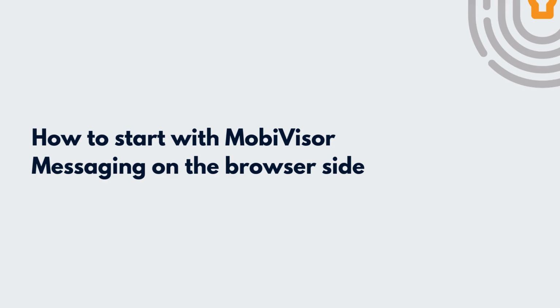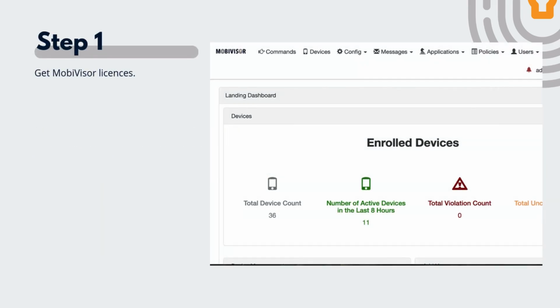How to start with MobiVisor Messaging on the browser side. In order to use MobiVisor Messaging, you need to buy additional licenses for it. You can either buy licenses for all employees or just as many as you need, in case not all employees should use messaging. If you let us enable Easy Licensing, licenses will be created automatically every time a user logs into MobiVisor. In this case, you don't need to assign the licenses by hand. In the MobiVisor domain, you will see the menu option Messaging after you successfully purchase the licenses for MobiVisor Messaging.